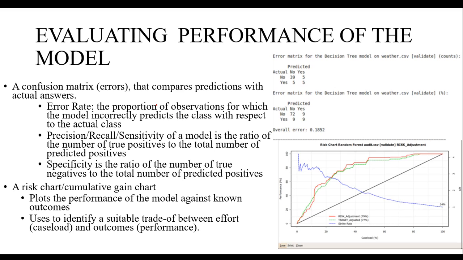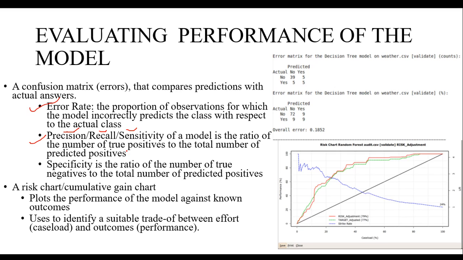So a confusion matrix compares prediction with actual answer. In the confusion matrix we look at the error rate. Error rate is the proportion of observations for which the model incorrectly predicts the class with respect to the actual class. Then there is also precision, recall, sensitivity of a model. They are the same thing. Some people call it precision, some call it recall, some people call it sensitivity.